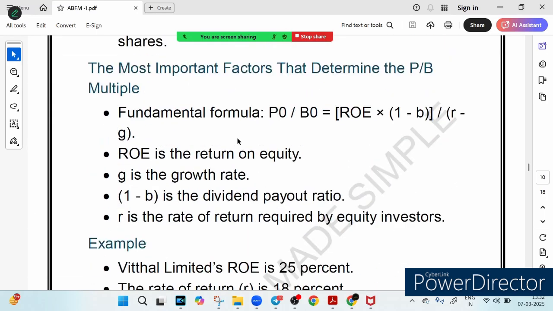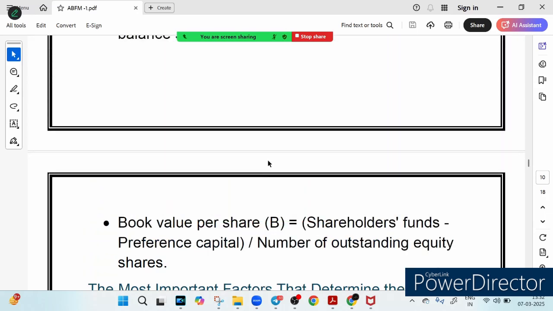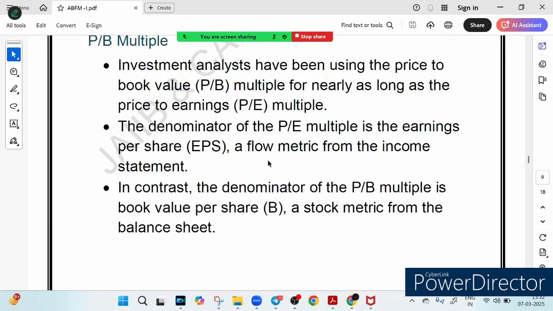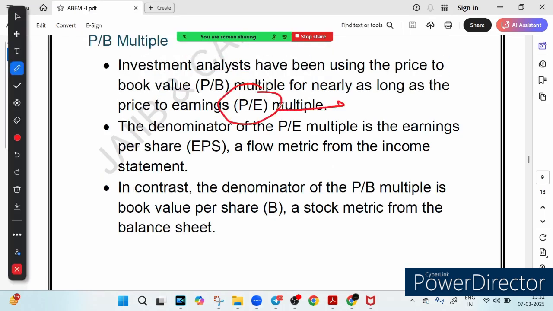Now the P/B ratio helps investors understand if they are paying too much or getting a bargain on the company's real assets. Now the question is which one to use, P/E or P/B? P/E is great for evaluating companies based on profit. For those companies which are based on profit, P/E is great. So let me write down: companies which are based on profit.